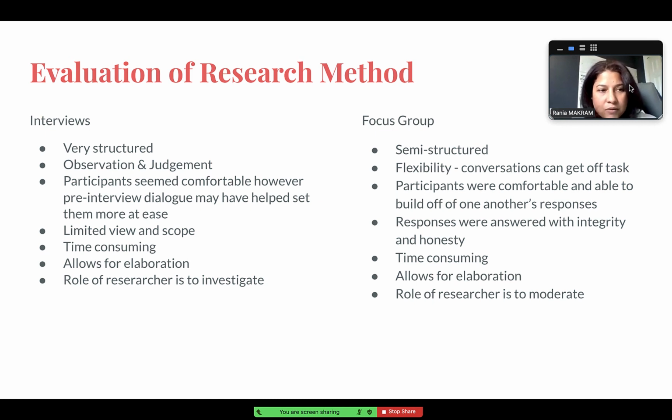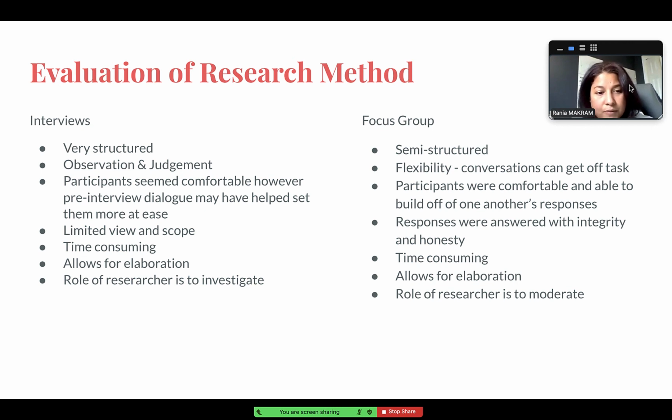So as you see here, we have a comparison and evaluation of research method. For interviews, mostly it's very structured. For focus group, it's semi-structured. Interviews, observation and judgments. Focus group has a lot of flexibility. Conversation can get off task. Interviews, participants seemed comfortable. However, pre-interview dialogue may have helped set them more at ease. But for the focus group, participants were comfortable and able to build off one another's responses.